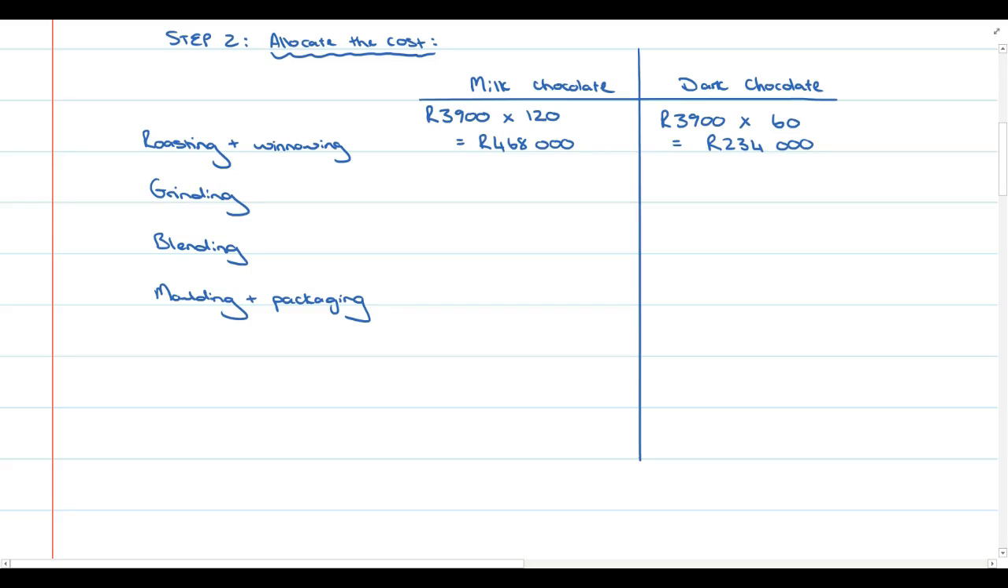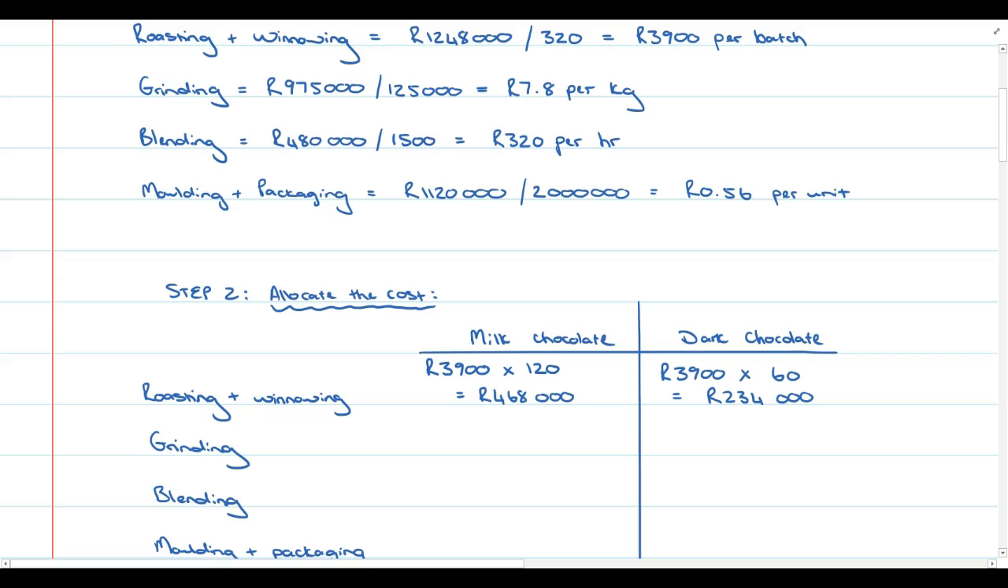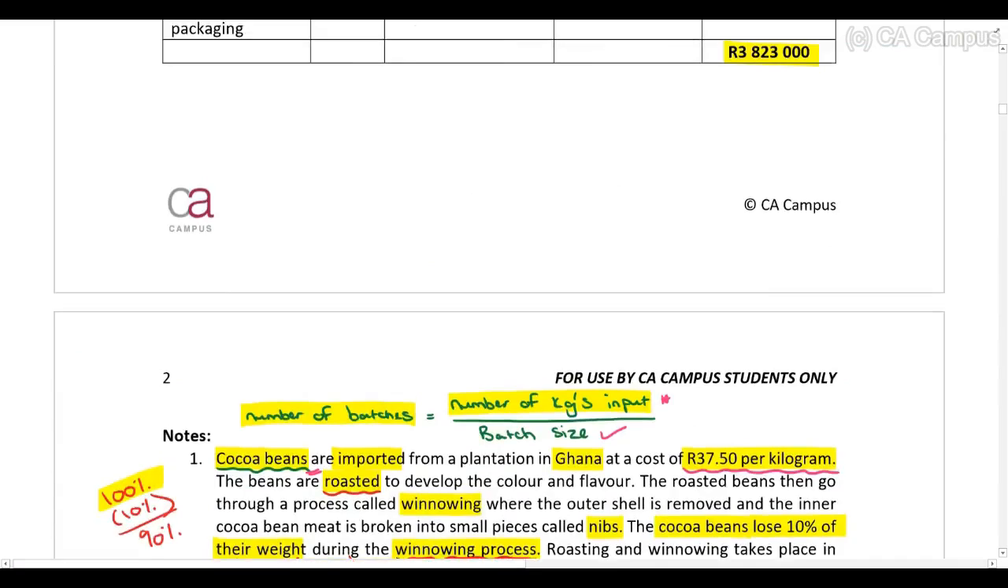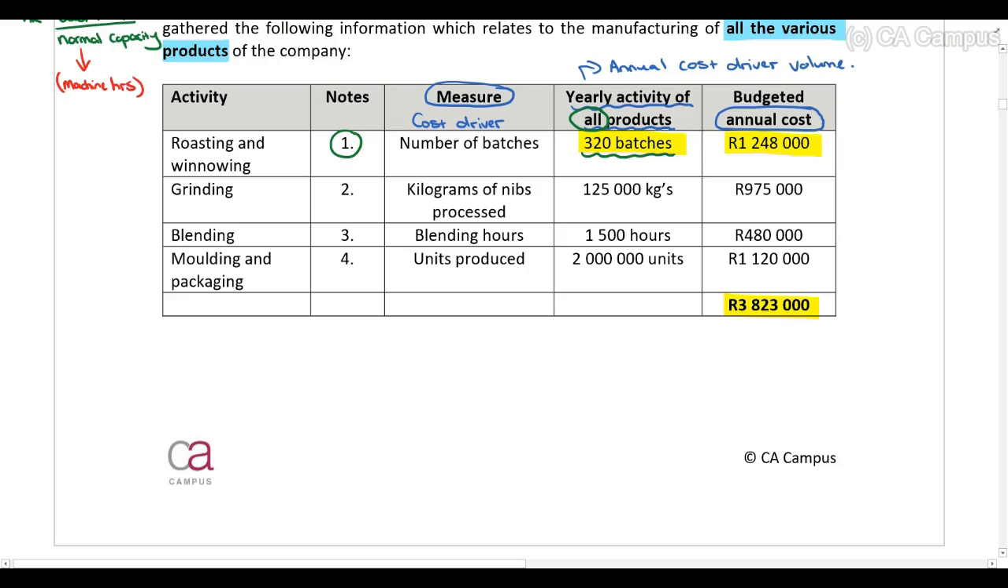All right, then we need to look at grinding. So we calculated the activity rate to be R7.80 per kilogram. And the cost driver for grinding is kilograms of nibs processed. So in total, they expect to process 125,000 kilograms of nibs for all 4 products. We need to determine the kilograms of nibs processed for milk chocolate and dark chocolate.